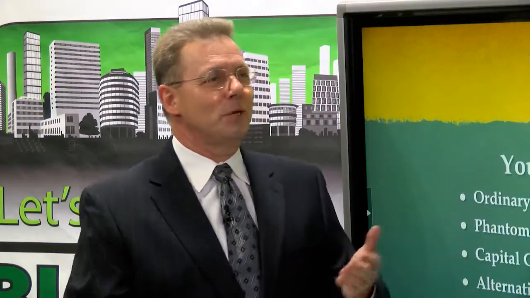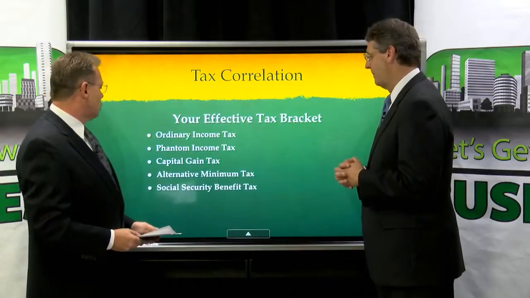We always talk about life insurance being tax-free, withdrawals to basis, policy loans, but I want to talk about the correlation of all these other investments and the impact. When you start putting this impact, we look pretty good at distribution. Absolutely. Talk about Social Security benefit tax.